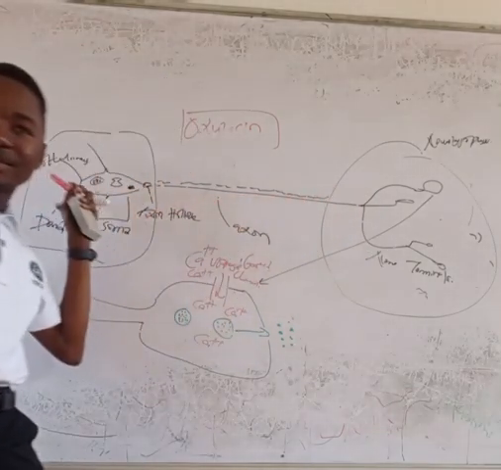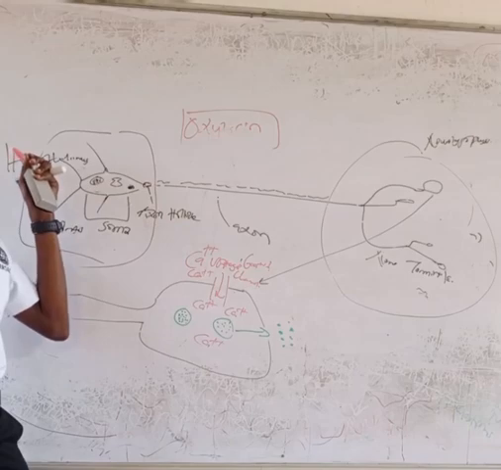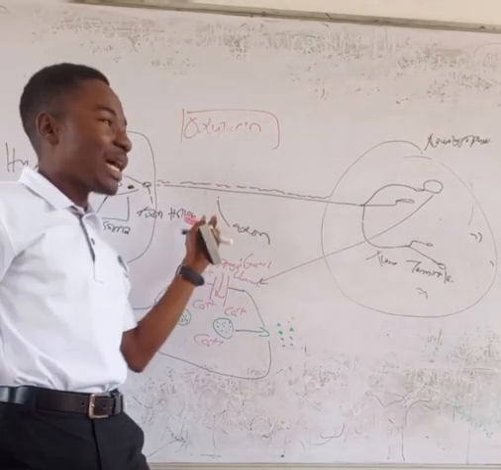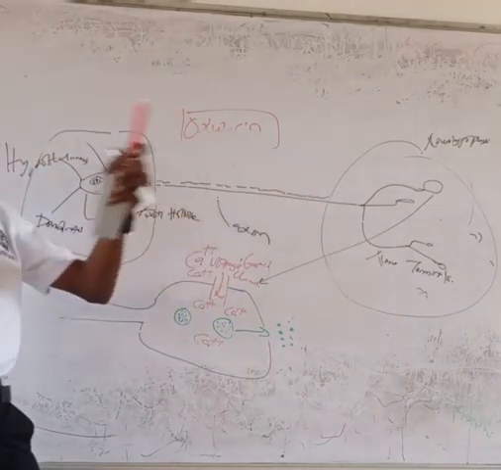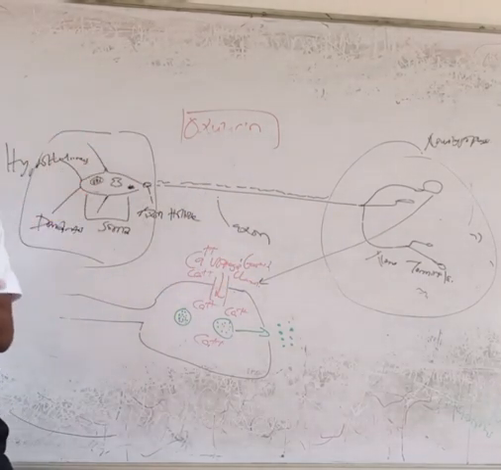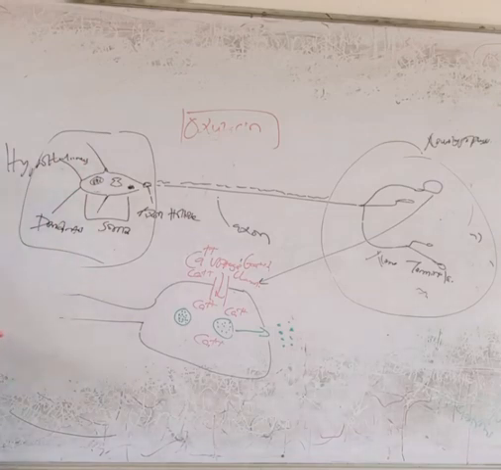This connection is called the hypothalamo-hypophyseal tract. So you have the hypothalamus and the hypophyseal, which is the pituitary. The tract is a collection of what? Nerve fibers.